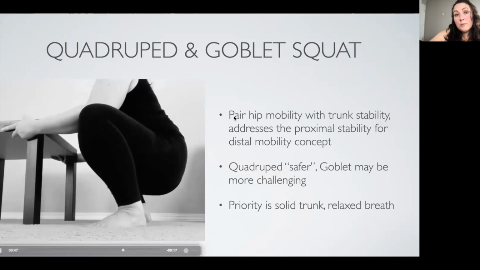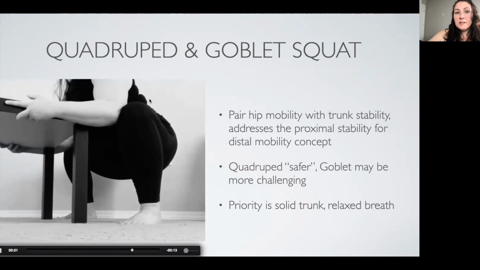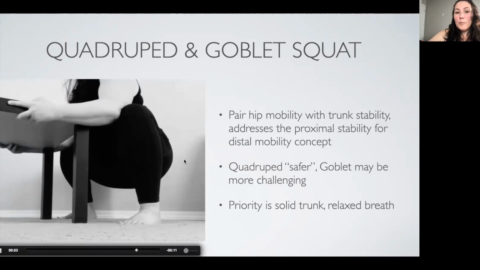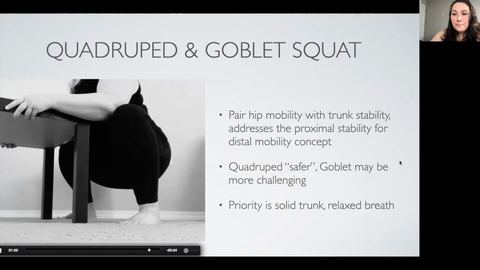But what you're telling your brain again is, I'm giving you the safety here. I'm nice and safe and supported here. Allow my hips to be free and mobile. Pairing trunk stability with hip mobility. Cool.